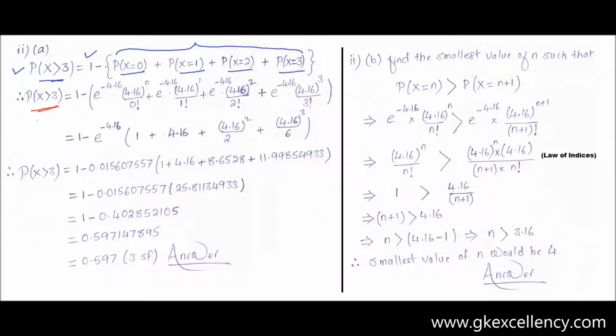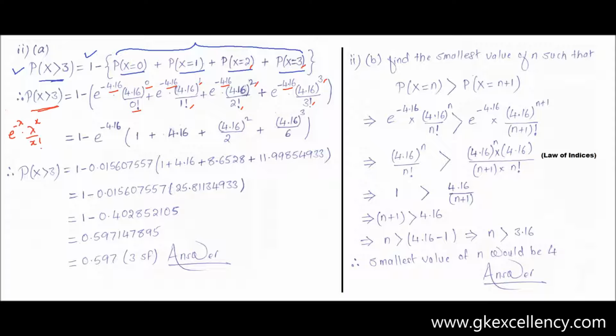Now I will simply substitute the values here, and let me write the Poisson formula again for you: e raised to minus lambda times lambda raised to x, divided by x factorial. Here lambda will remain the same throughout, 4.16. Simply here we'll change the value of x: x equal to 0, put 0 here, 1 here, 2 here, and 3. Very straightforward.